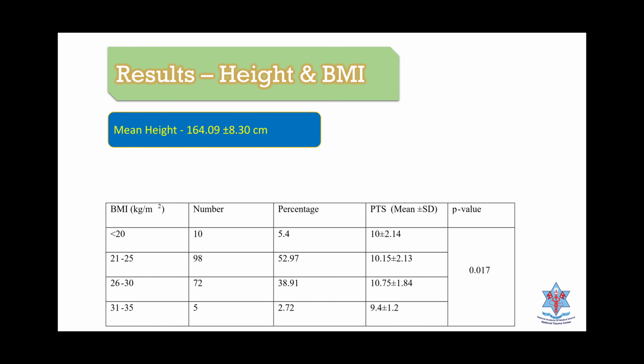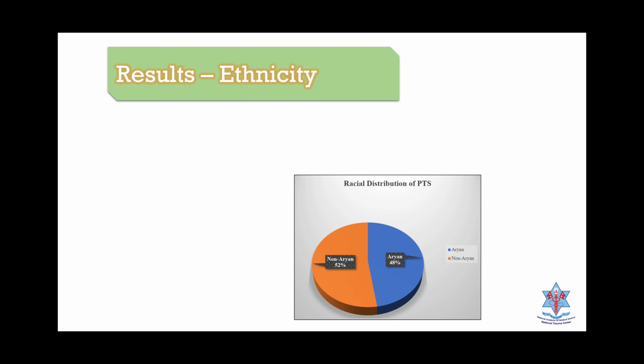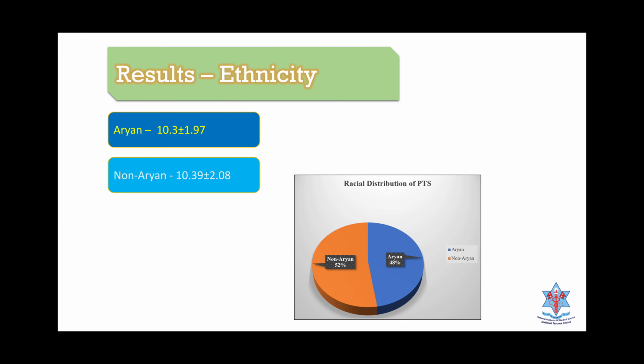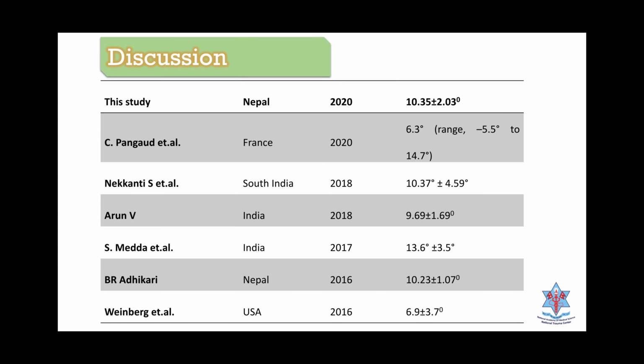The mean height of the study population was 164.09 centimeters with a standard deviation of 8.30 centimeters, and it was not significantly correlated. However, the mean BMI correlated with the posterior tibial slope significantly with a p value of 0.017. 48% were of one ethnic group, whereas 52% were of the other in our study, and there was no significant difference in the posterior tibial slope with regard to the ethnicity of the study population.